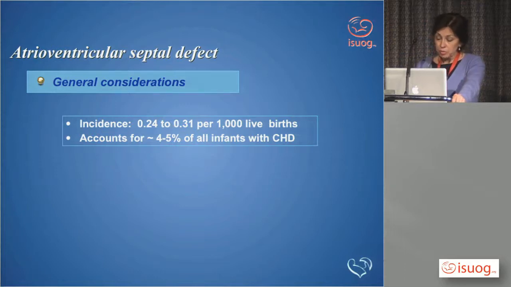A few general points first. It's quite common. This number was taken from a textbook. I think it's probably a little bit of an underestimate. I think maybe a little bit more than that. It's quite a common lesion if we take all the babies that have Down syndrome, plus the cardiosplenic syndromes, and the ones that have chromosomal normal.